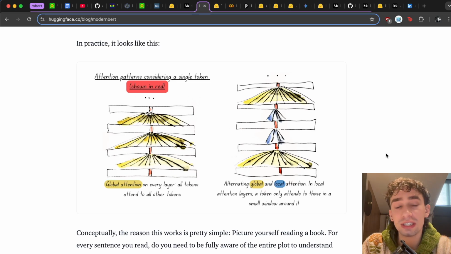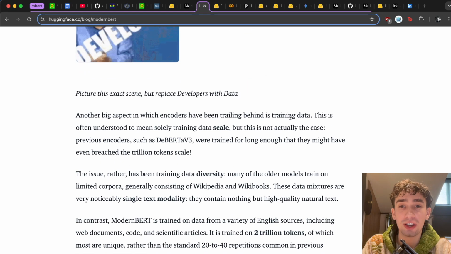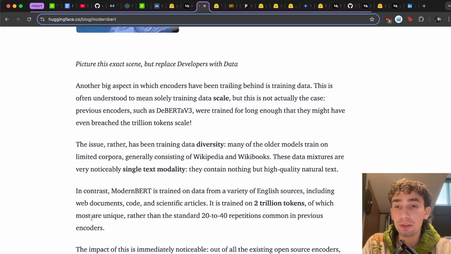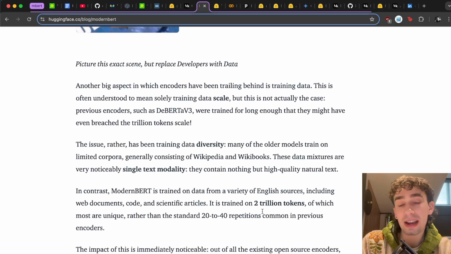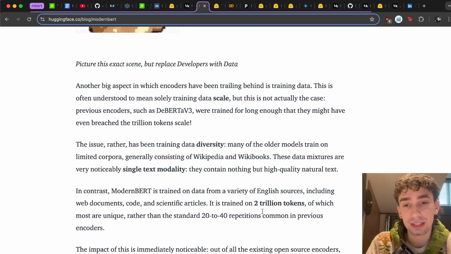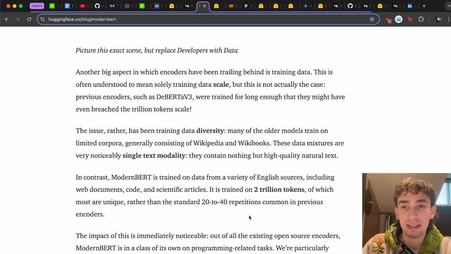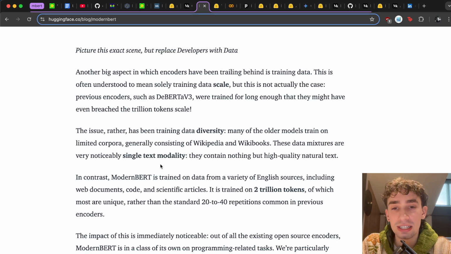We don't necessarily need every single word in there to understand the meanings of some. And they've made a big emphasis on diversity of training data. So ModernBERT's trained on 2 trillion tokens, but most of it is actually unique. Standard practice is usually to use the same training data over and over to get the most out of it, but they went the extra mile and created this data set of all unique data.